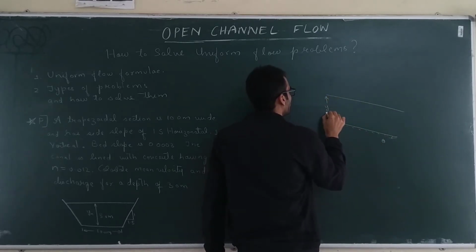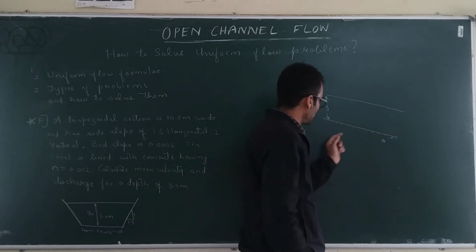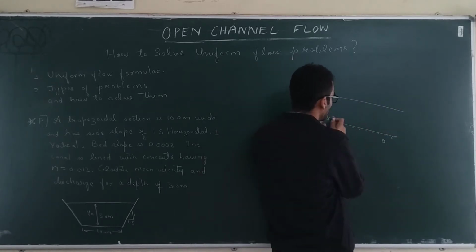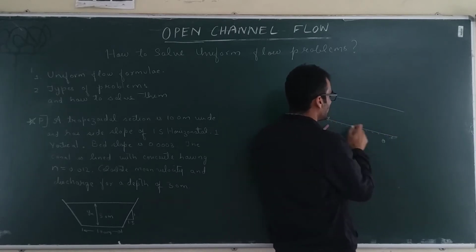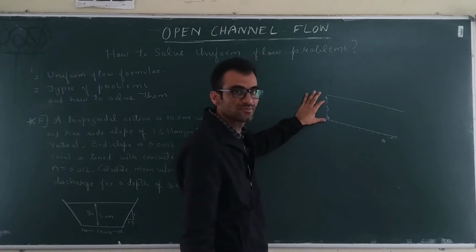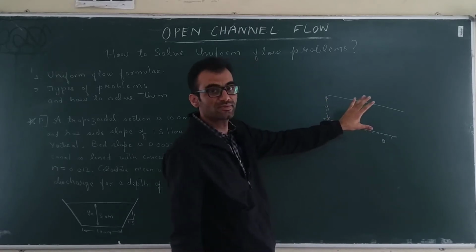Now flow depth is constant at any location. Go here and check the flow depth, it will be same. Go here, check the flow depth, it will be same. At any point on the channel, the flow depth will be same. So it means that flow has achieved uniformity in the channel.